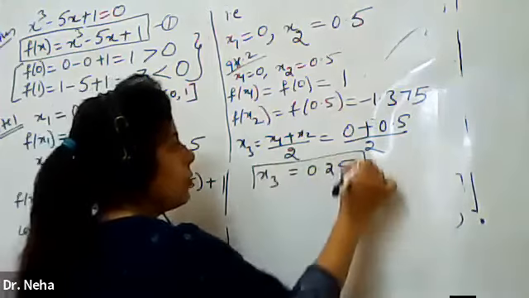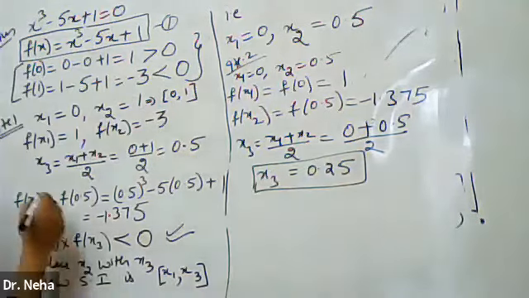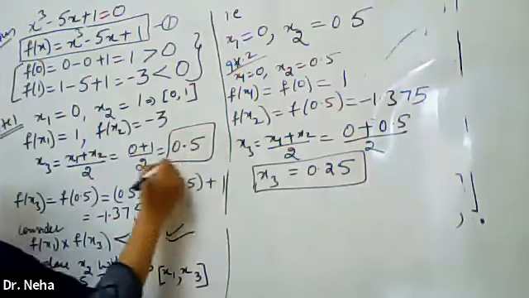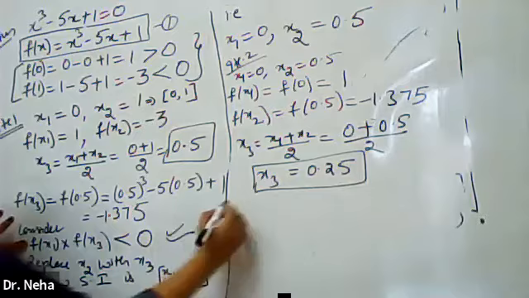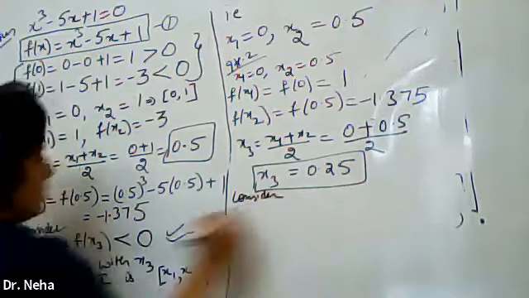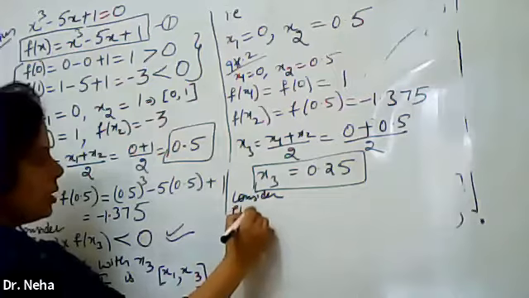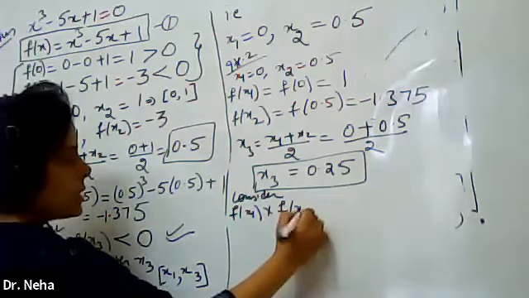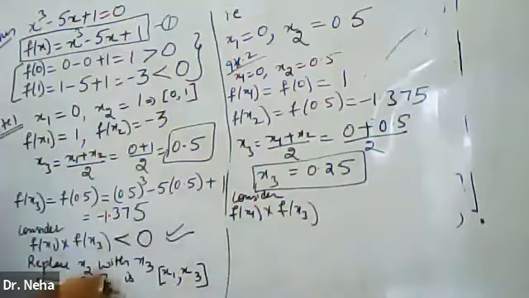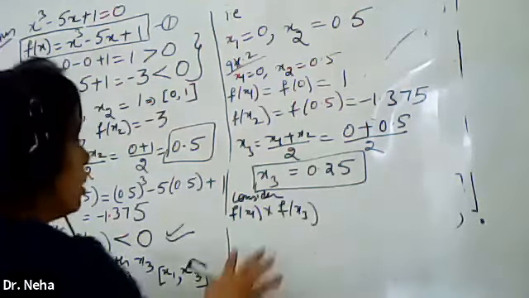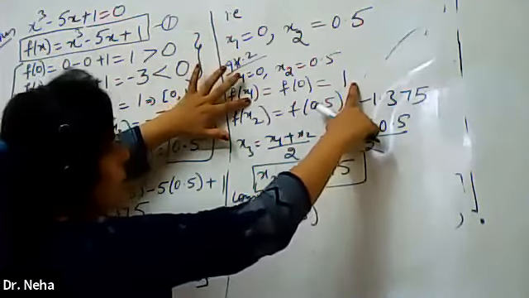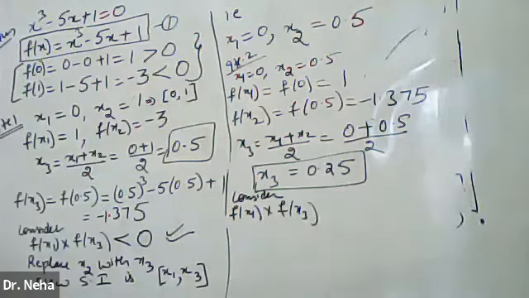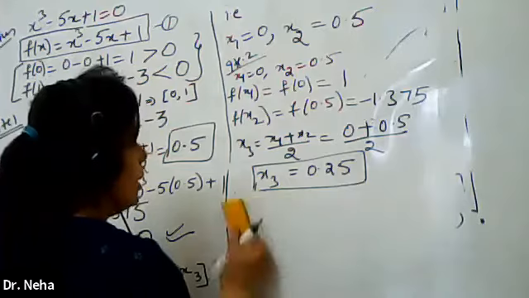You can underline, you can make a box around every value of x3. Earlier it was 0.5. Now it is 0.25. Clear? Now see, same condition we have to consider. Consider this one, same condition. f(x1) multiplied by f(x3), but with the new values. Don't consider the values of iteration number 1. Clear? Now f(x1) into f(x3). Now see the sign. f(x1) is positive. But before that, we will find f(x3) definitely. Firstly, find f(x3).